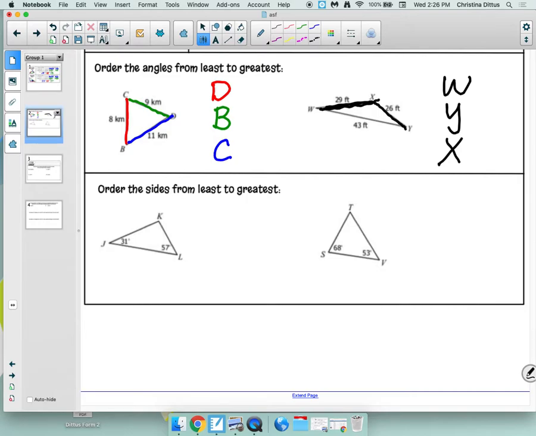We gotta find this angle. How am I gonna find K? It all adds up to 180. So 57 plus 31, and subtract from 180. And what do we get? 92.